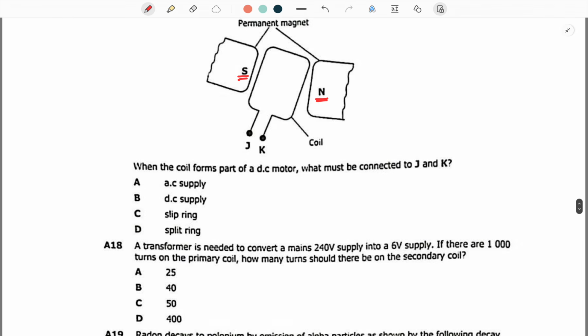Okay, so for this one, you would want to constantly keep the coils rotating, right? So what you're going to put is actually a split ring, okay? Not an AC supply, not a DC. So the best answers could have been slip ring or split ring. Because it's a DC motor, you'd want your coils to keep on rotating constantly without change over time. So you would want to put a split ring, not a slip ring.